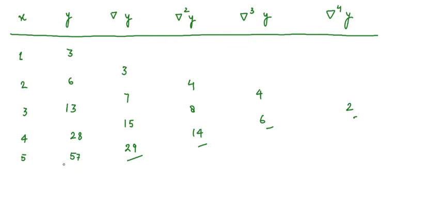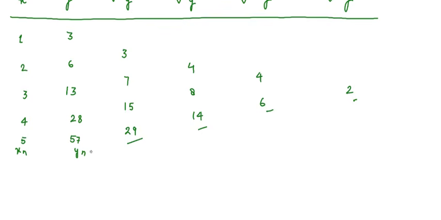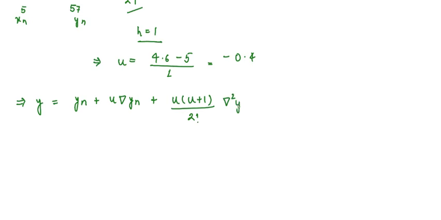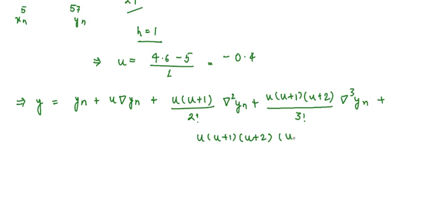Now calculating the value of u, where we have the x value as 4.6, xn as 5 and h as 1, hence u becomes 4.6 minus 5 divided by 1, which is minus 0.4. Now applying the Newton backward formula, we get y as yn plus u times nabla yn plus u into u plus 1 divided by 2 factorial nabla square yn plus u into u plus 1 into u plus 2 divided by 3 factorial nabla cube yn plus u into u plus 1, u plus 2 and u plus 3 divided by 4 factorial into nabla 4 yn.